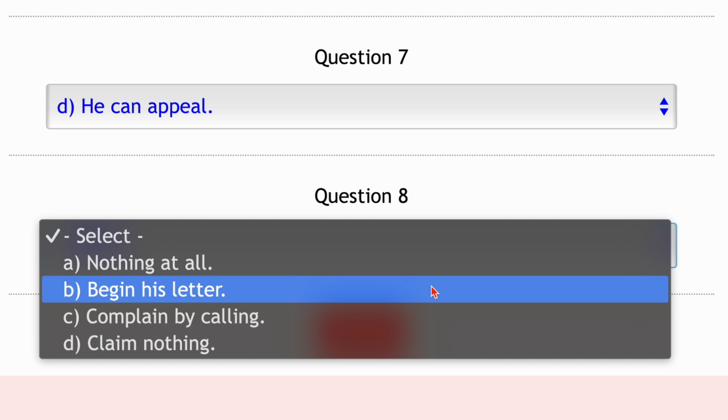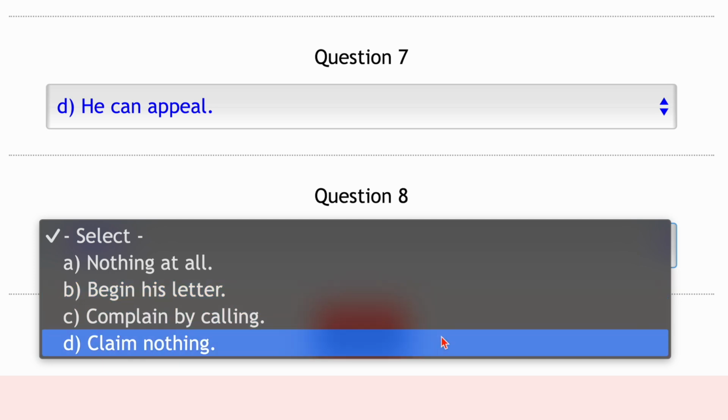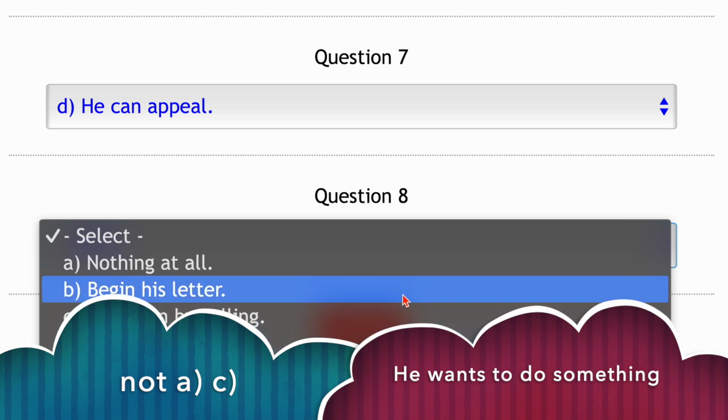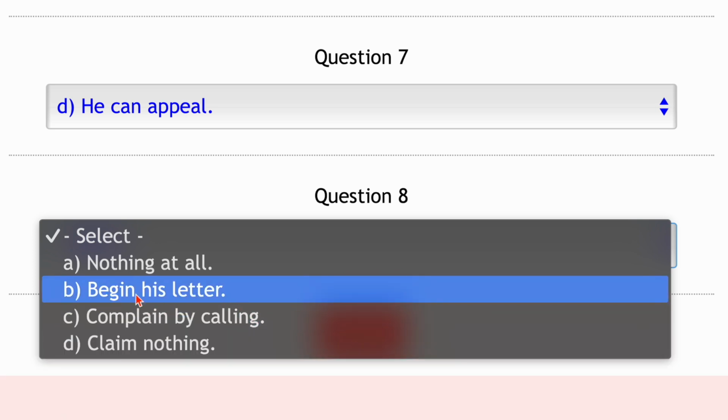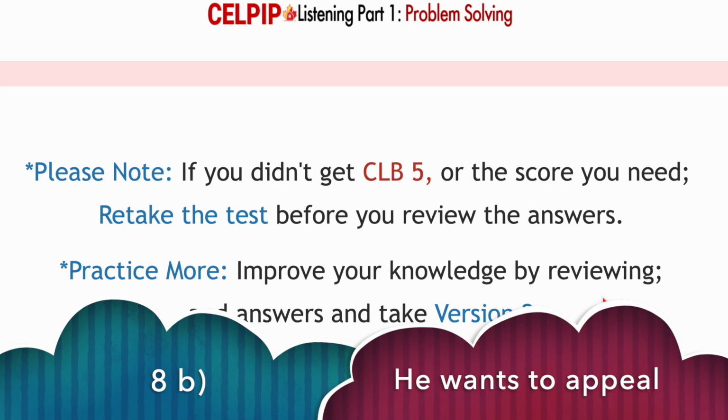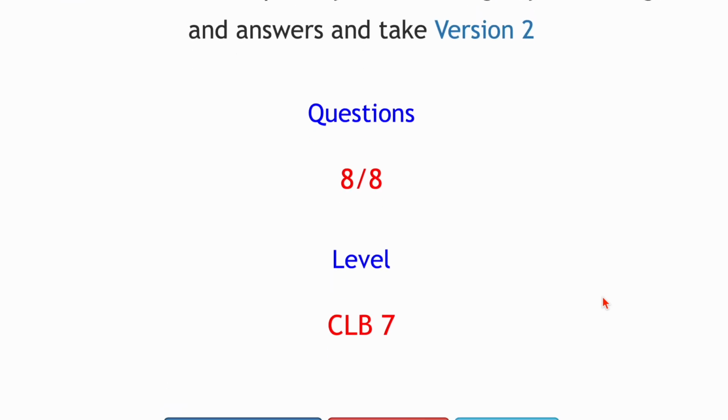Nothing. Begin his letter, complain by calling, claim nothing. Well, I don't think he's going to do nothing. I think he is going to appeal. So he's going to start a letter of appeal. All right. Looks like we got everything. Okay, very good. We did.